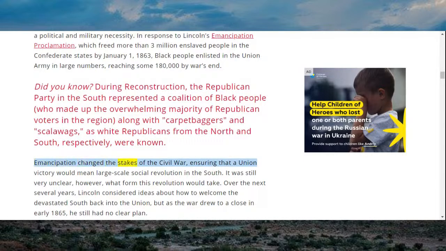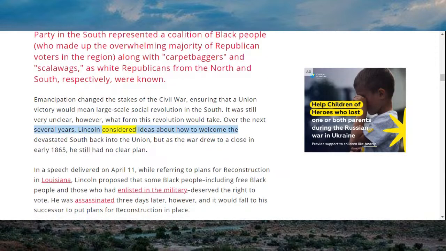Emancipation changed the stakes of the Civil War, ensuring that a Union victory would mean large-scale social revolution in the South. It was still very unclear, however, what form this revolution would take. Over the next several years, Lincoln considered ideas about how to welcome the devastated South back into the Union, but as the war drew to a close in early 1865, he still had no clear plan.